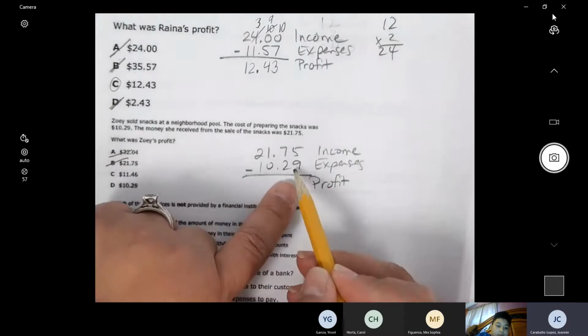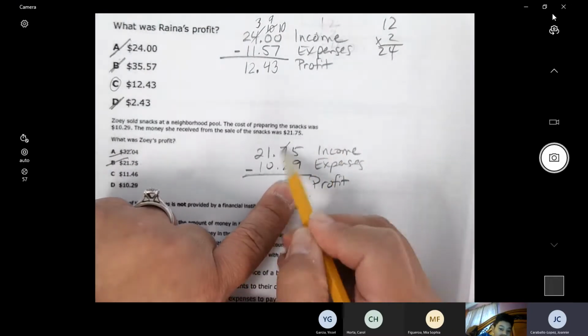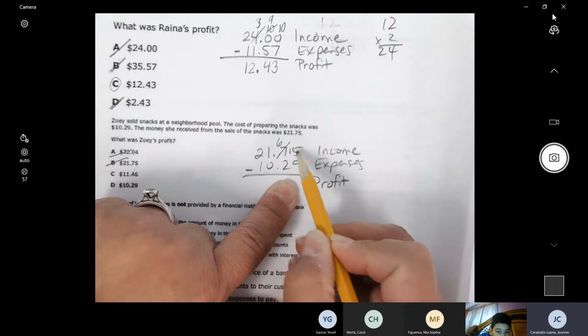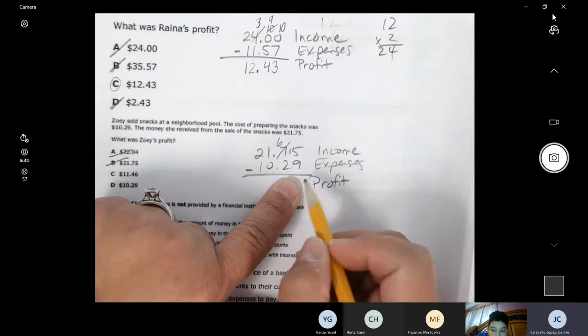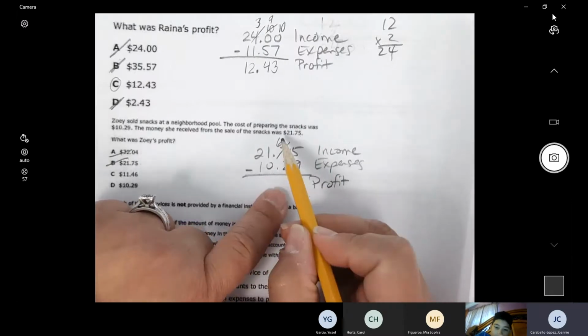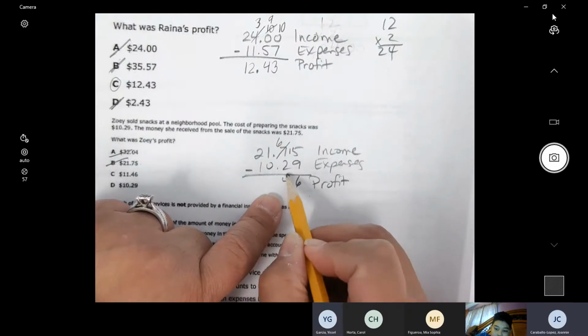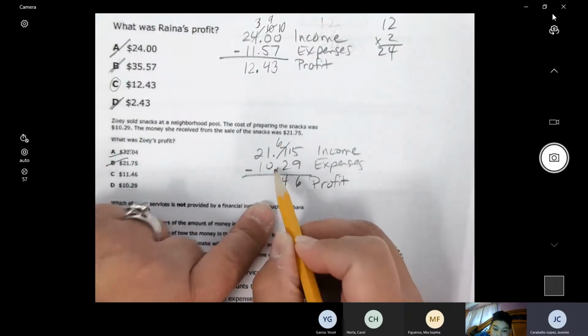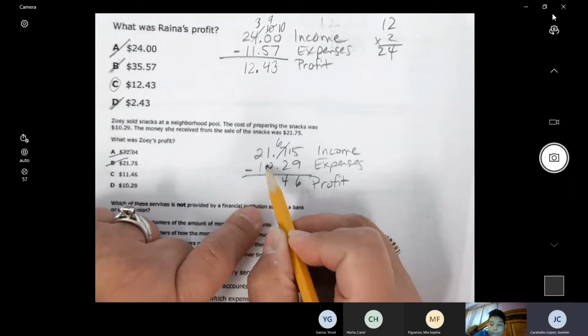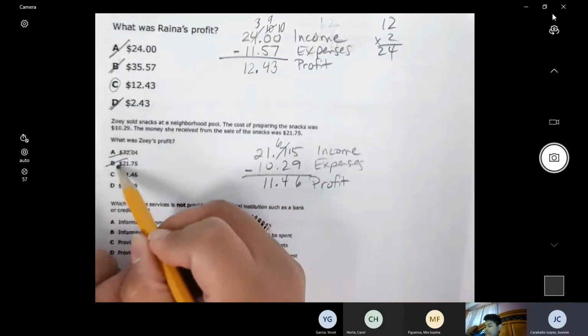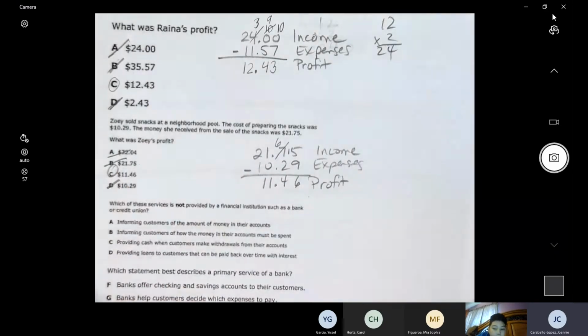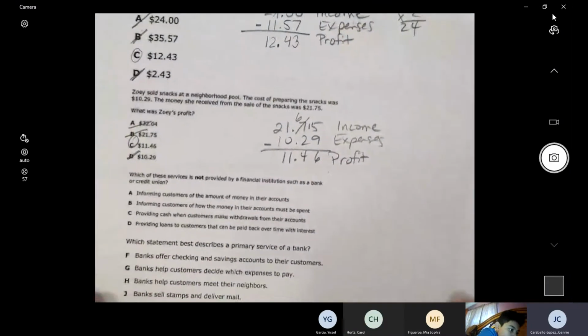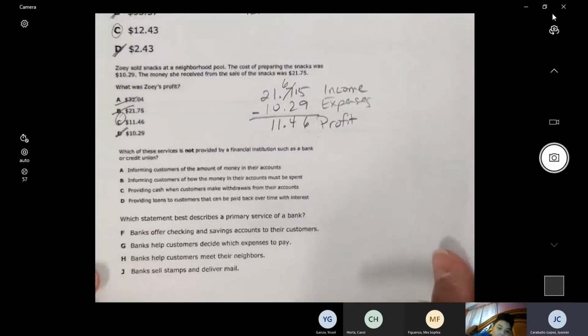So let's see. Can I take away 5 minus 9? So I have to borrow from here. This becomes a 6, and this is a 15. 15 minus 9 is what? A 6. 6 minus 2 is 4. Bring down my decimal point. 1 minus 0 is 1. And 2 minus 1 is 1. And my answer is C. Is that what you guys got online? Yes. Excellent.